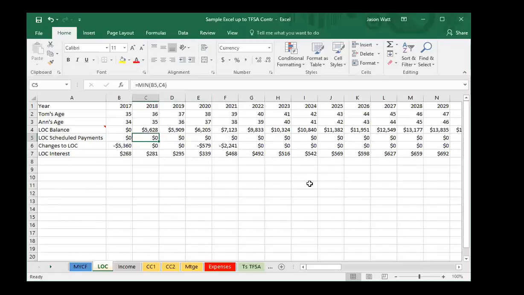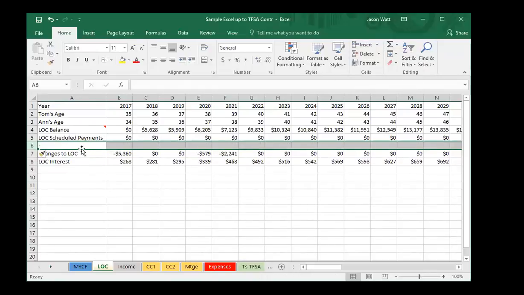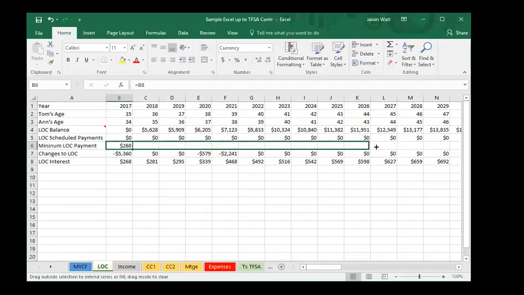Now, what I really do have to be doing with a line of credit, I do have a minimum payment that has to be made. So we do have to actually make sure that we're paying at least the amount of interest. So let's plug in a row for that. We're going to put a minimum line of credit payment in here, and that's simply going to be based on my interest for that line of credit. And we'll plug that all the way across.